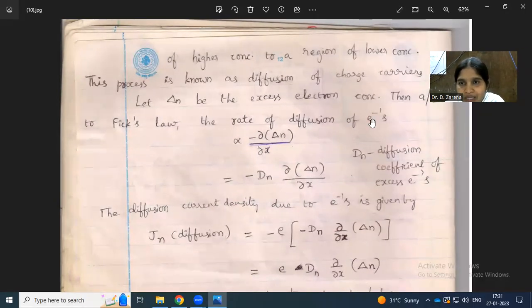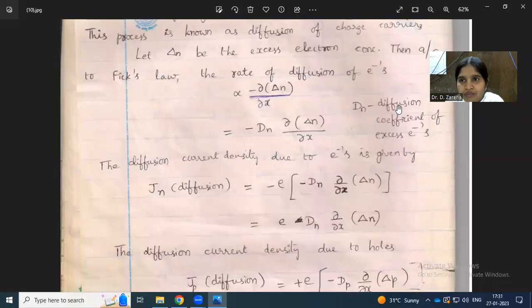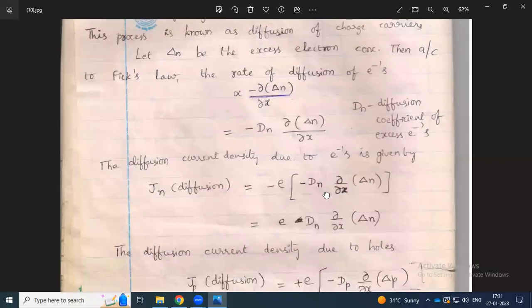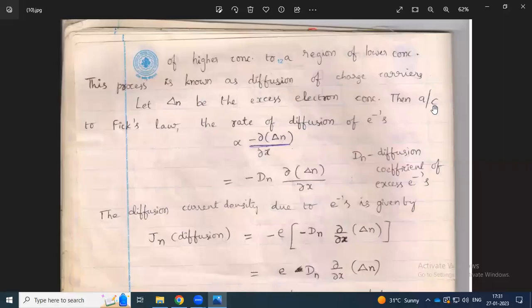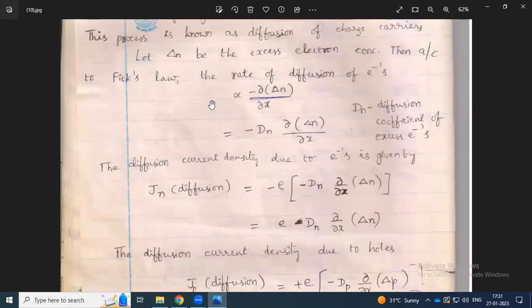Diffusion means migration of electrons or holes from a higher concentration place to another lower concentration region. Let delta n be the excess electron concentration. Then according to Fick's law, the rate of diffusion of electrons is proportional to minus dou by dou x of delta n. Delta n is the excess electron concentration. Okay. So, Dn is the diffusion coefficient of excess electrons.